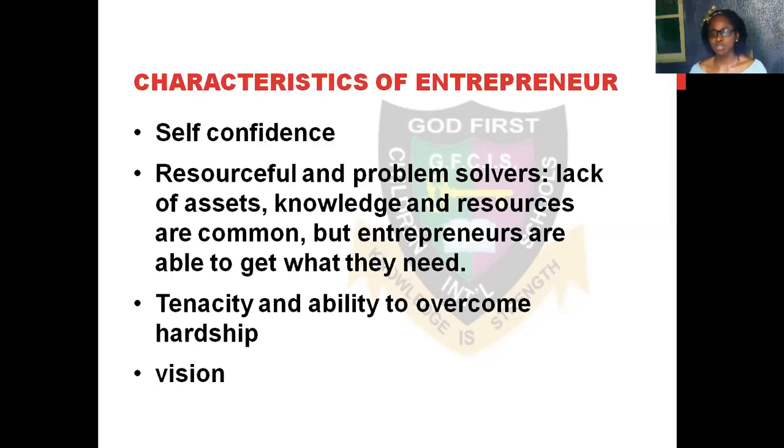The next one is tenacity and ability to overcome hardship. They have the zeal and ability to overcome hardship. No matter what it takes, they have it to overcome hardship. And they have vision. They know where they are going, and they know what they have to deliver. They know what they want to do. Even in terms of production, they know what their output will become, and they know where they will be in 10 years or 5 years' time.